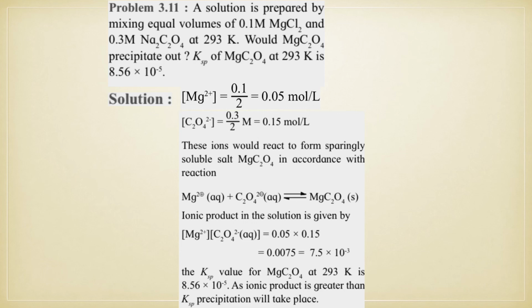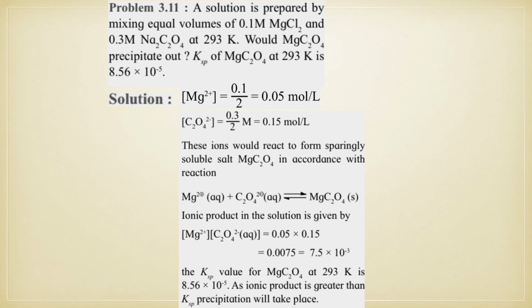Over here the concentration of Mg2+ is given as 0.1. Divide by 2, it will be 0.05 mole per liter. Concentration of C2O4 2- is equal to 0.3 upon 2 molar, that is equal to 0.15 mole per liter. Now these ions would react to form a sparingly soluble salt, that is nothing but magnesium chromate.